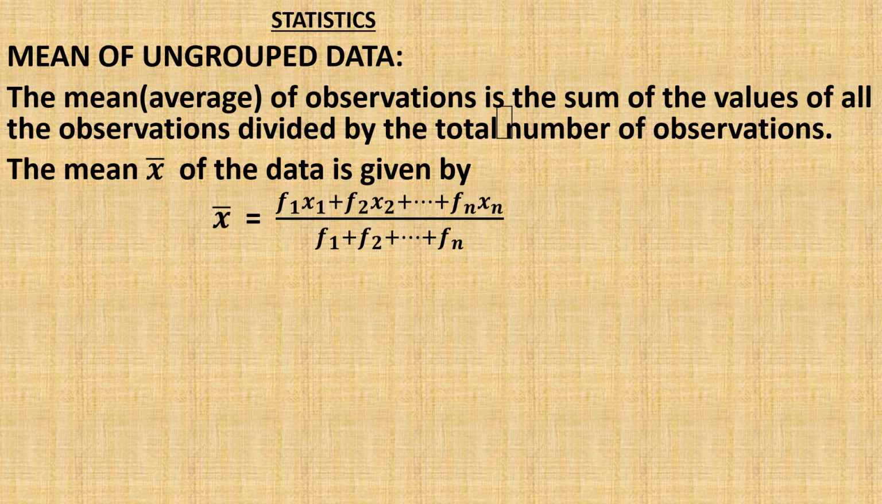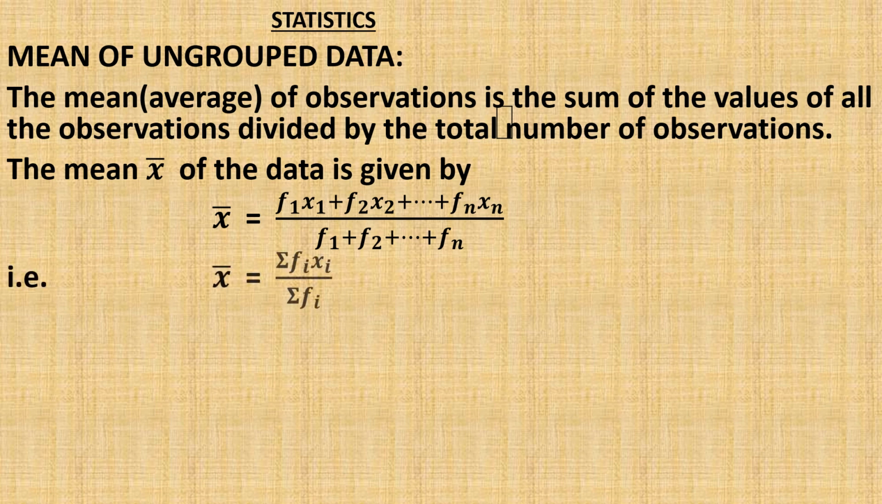You can ask me, sir, what is f1 and what is x1? Here x1, x2, up to xn are observations and f1, f2 up to fn are their frequencies. So if you want to find the mean, you have to find the sum of all observations, that is the sum of the products f1 x1, f2 x2 and up to fn xn. I will explain with an example so that you can understand better.